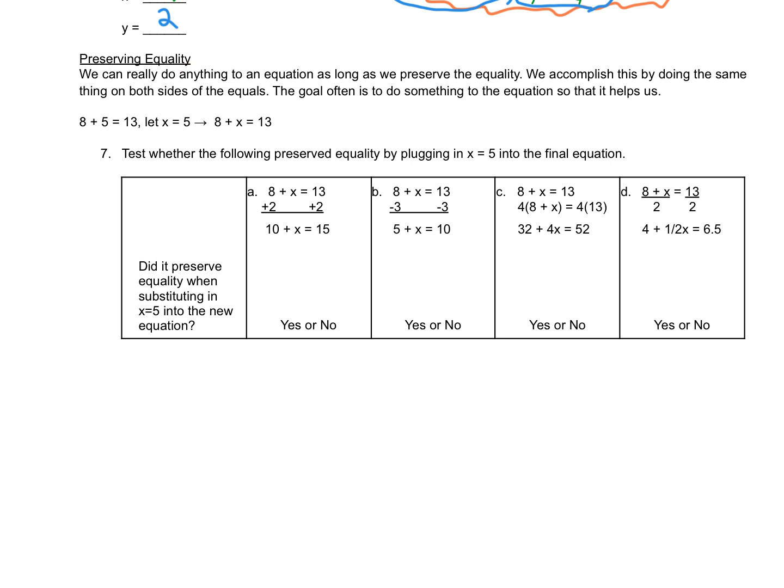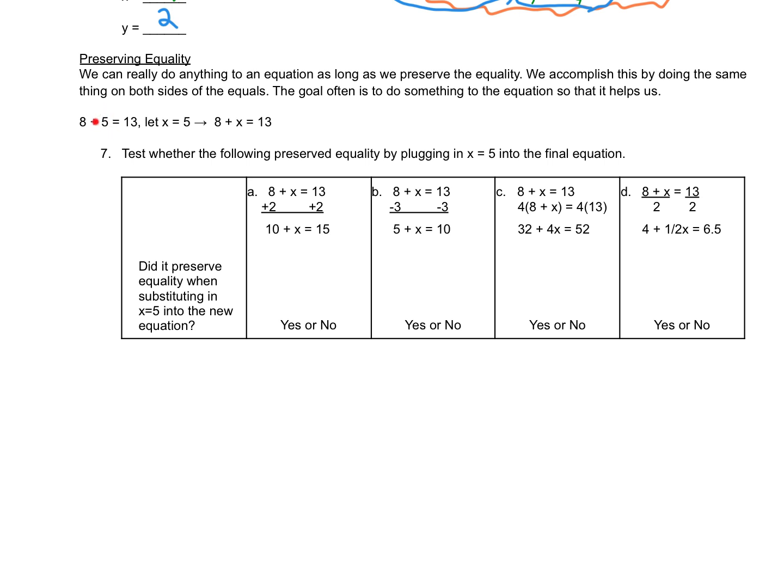So preserving equality. We can really do anything to an equation as long as we preserve the equality. We accomplish this by doing the same thing on both sides of the equals. The goal is often to do something to the equation so that it helps us find the answer. But let me just show you some other ideas of doing things that are so equal. Again, equations have equals that says this left side equals this right side. So 8 plus 5 is supposed to equal 13. This left side equals this right side. Because both sides are equal, as long as I do the same thing on both sides, I preserve equality.